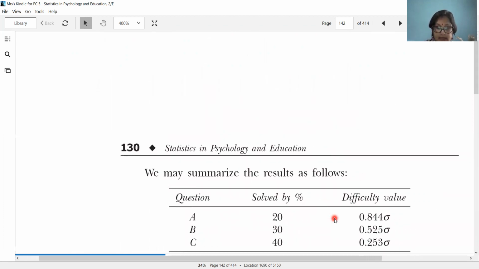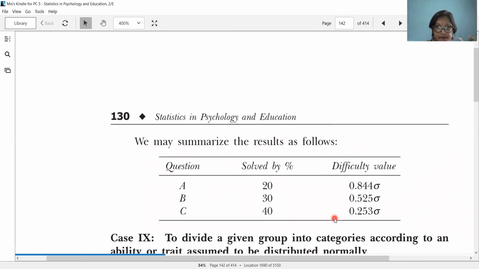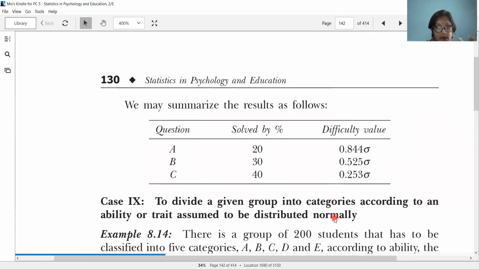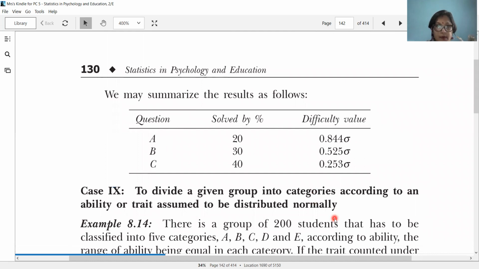Now we can summarize the results as given in the table. We can make a table like this too.